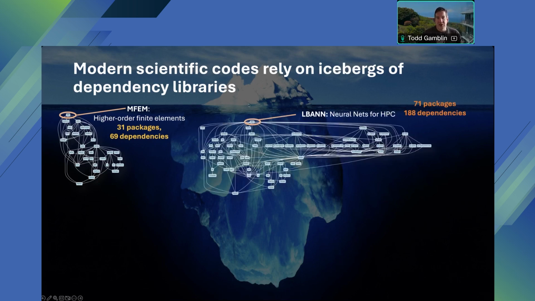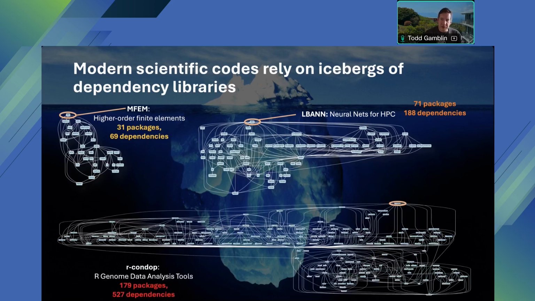ML libraries are even more complex. So TensorFlow, PyTorch, and LBANN is shown here, where these are all neural net libraries. They're bigger. They have lots of different Python dependencies and also lots of different native dependencies. So this is 71 packages and 188 dependencies. And then in the interpreted language ecosystem, there are just very, very large dependency networks, like this is R Conda. It's a genome data analysis tool. You can see that it's got 179 packages in the dependency graph and 527 different relationships between them.